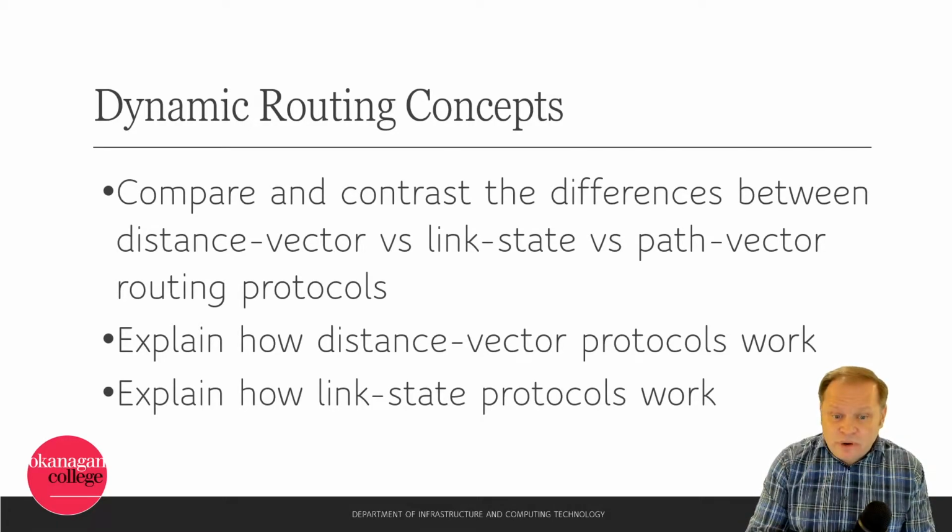There's another type of protocol that we call link state, and those operate a little bit differently. And finally, there's a third we call path vector. So I'm going to give you an overview of all three of those. However, in our studies, we need to focus on the first two, distance vector and link state. We refer to these as our interior gateway protocols.